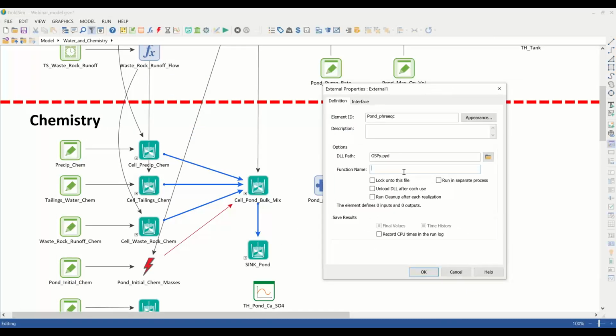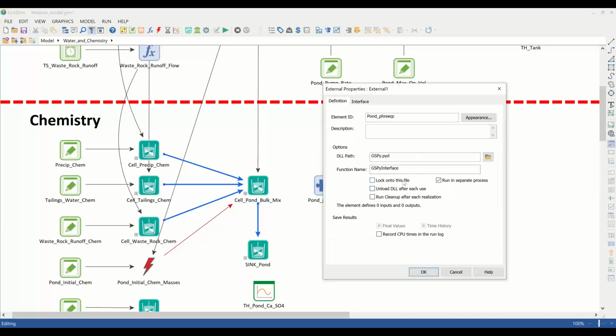Then you also have to give it the function name. This is the function within the dynamic link library which allows you to communicate with that library. And its name is GSPy with a small y. This is case sensitive because Python names are case sensitive. Then it's called interface. Then you also want to check run in a separate process, so this will run outside of GoldSim.